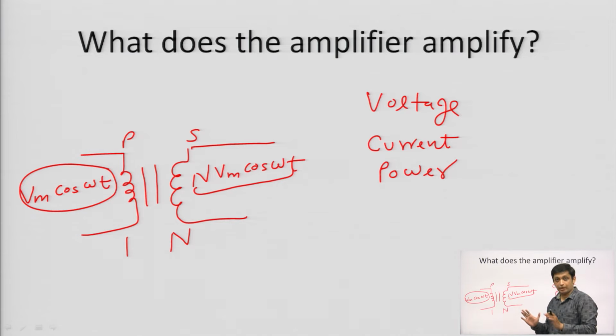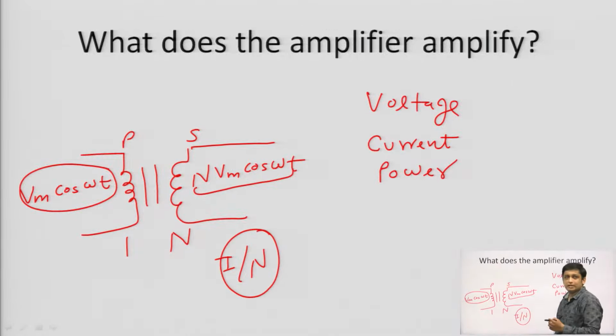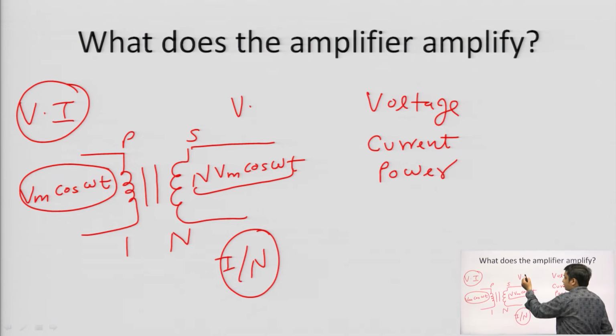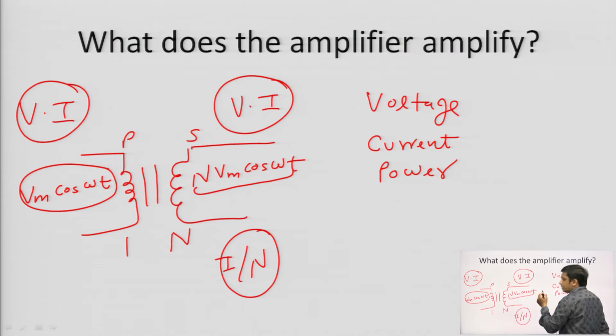But can we say that it is an amplifier? We know that in a transformer, if voltage is increased by the factor n, then the current is reduced by the factor n. So, the point is that if we calculate the V dot I product, that is the power at the primary, and the V dot I product at the secondary, then both powers will be the same, because at the secondary, if voltage is increasing then current is decreasing, and vice versa also.